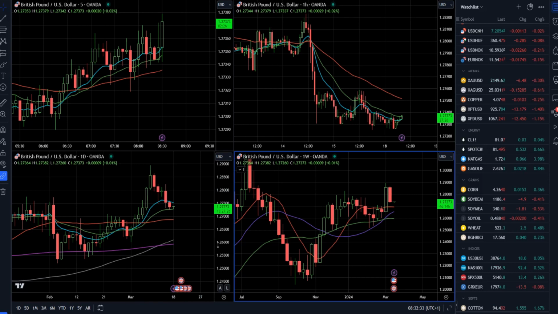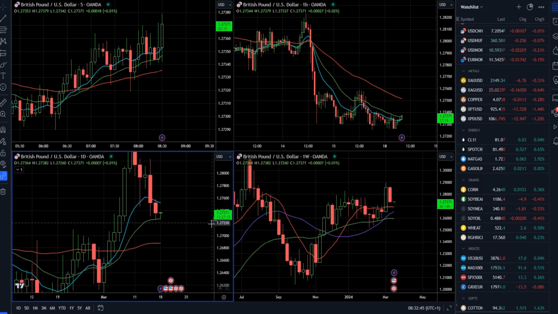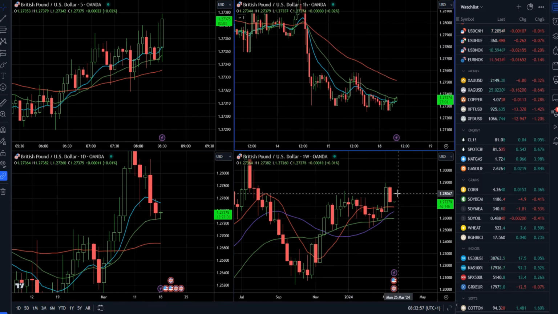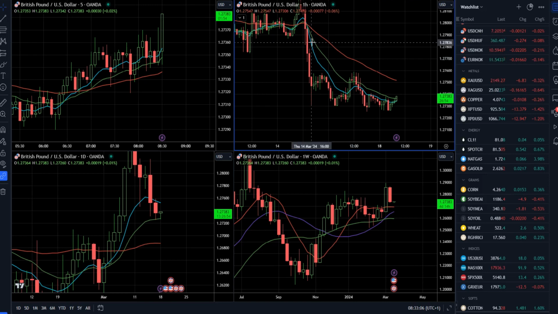Let's start from the bottom left chart, which is the daily time frame of the British pound dollar. You can see that the 20-day moving average is on the test, and it is set at pretty much where Friday's low is, at around 1.2726. On the weekly time frame, we had an inside week last week, so indecision. The daily had a pullback, and we had a series of lower highs and lower lows in the hourly time frame.